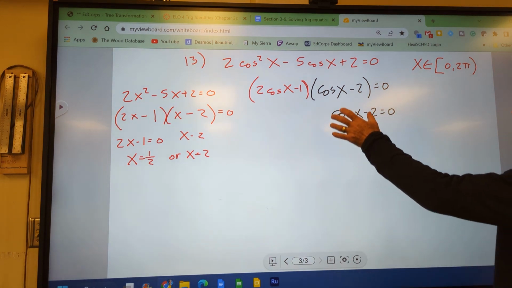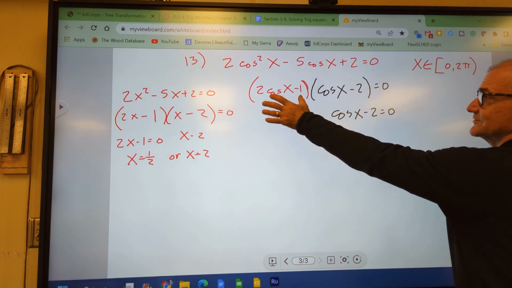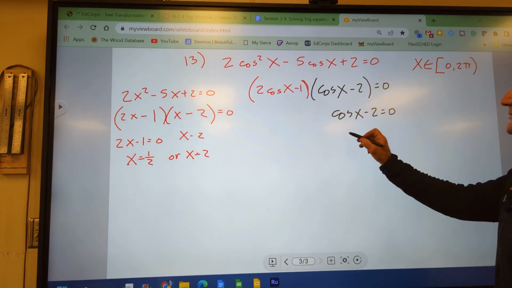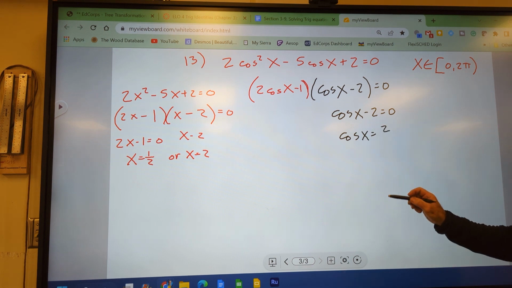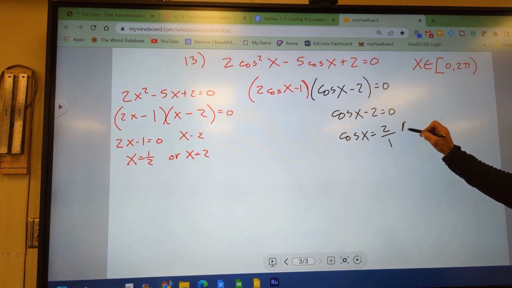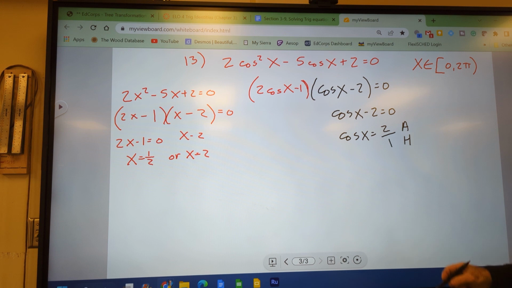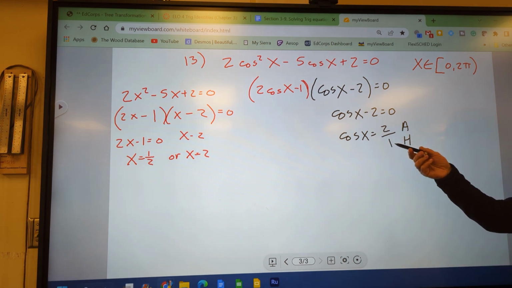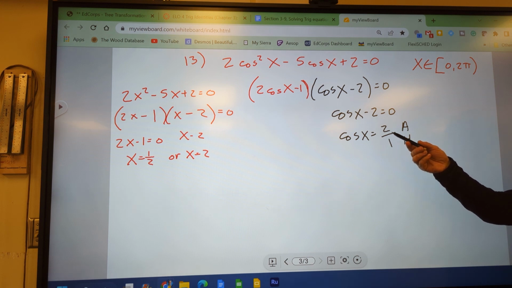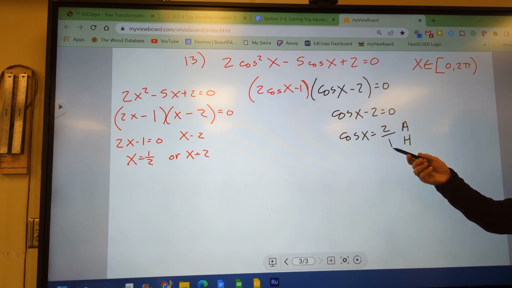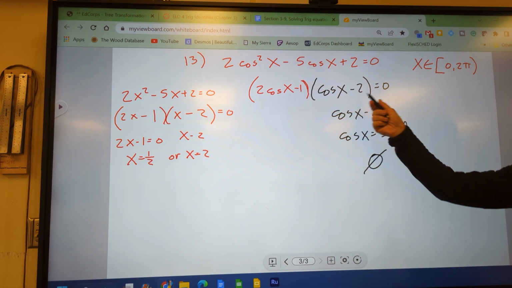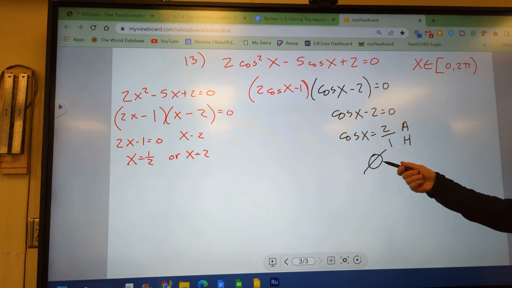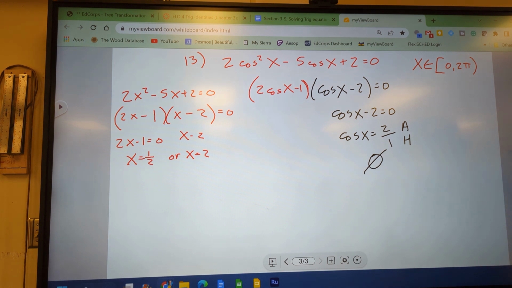So in black over here, I have cosine of x minus 2 is equal to 0. Right, zero sum property. Either this black thing equals 0 or this red thing equals 0. I add 2 to both sides. Cosine of x is equal to 2. Again, this is a fraction where the adjacent is 2, the hypotenuse is 1. We're talking about right triangles. The hypotenuse always has to be the longest side. The adjacent can't ever be longer than the hypotenuse. So that's as far as I go. There's no solution for this part right here. So this kind of dead ends right here.